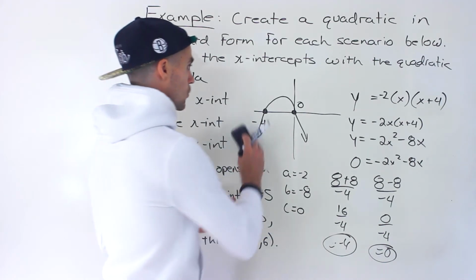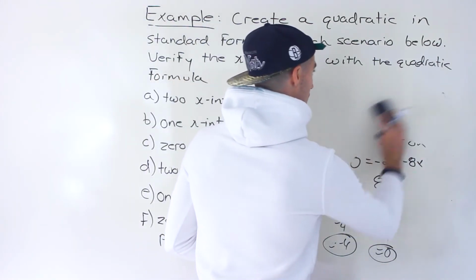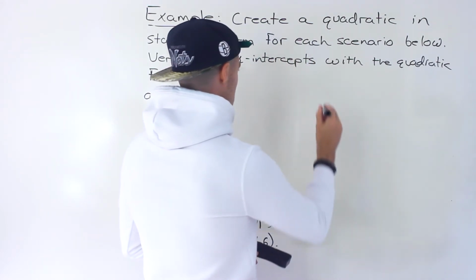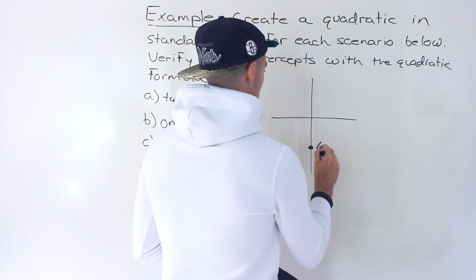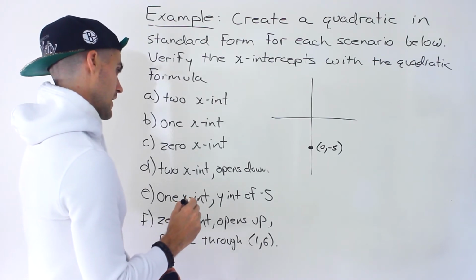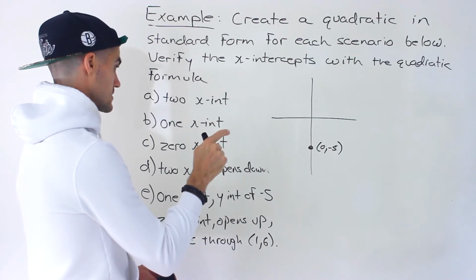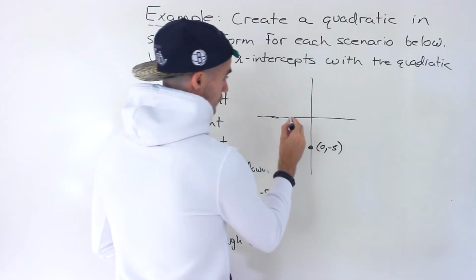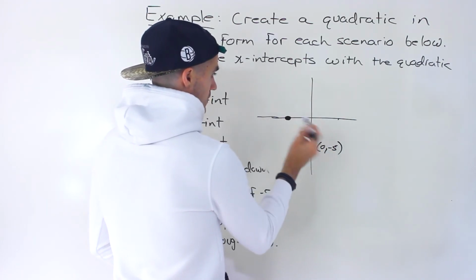Part E, they're saying there's one x-intercept and it's going to have a y-intercept of -5. So in this particular case, let's see how this would look. It has to go through here, 0, -5. And then there's only one x-intercept, meaning that the vertex is going to be on the x-axis, right? Same thing as part B. It's just now we have to have more details. So the vertex can be on this side, on this side. I'm going to put the vertex here.